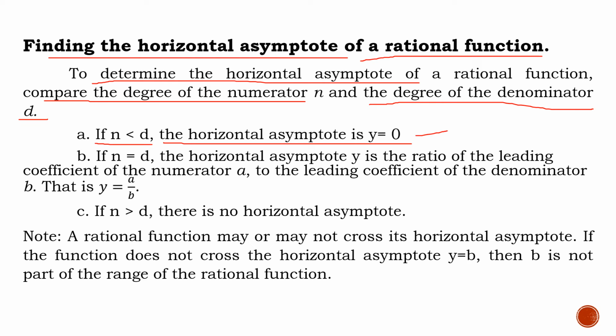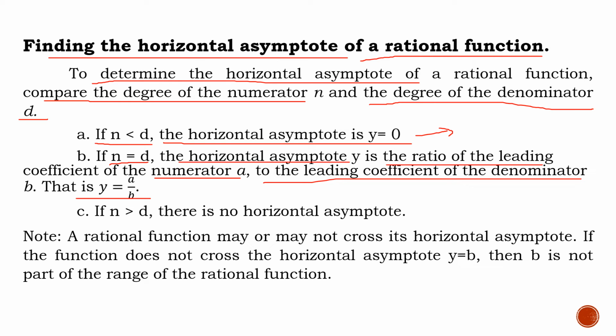So this will serve as your x-axis. If y is equal to 0, then your horizontal asymptote is actually your x-axis. If n is equal to d, the horizontal asymptote is y equal to the ratio of the leading coefficient of the numerator, a, to the leading coefficient of the denominator, b, that is y = a/b. So there are conditions here that are given for us to be guided.